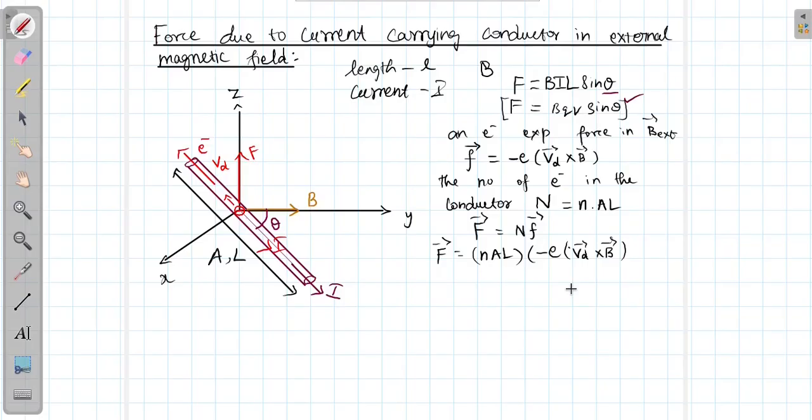So again, what is small n? Small n is the number of electrons per unit volume. Check chapter 3, the drift velocity section.